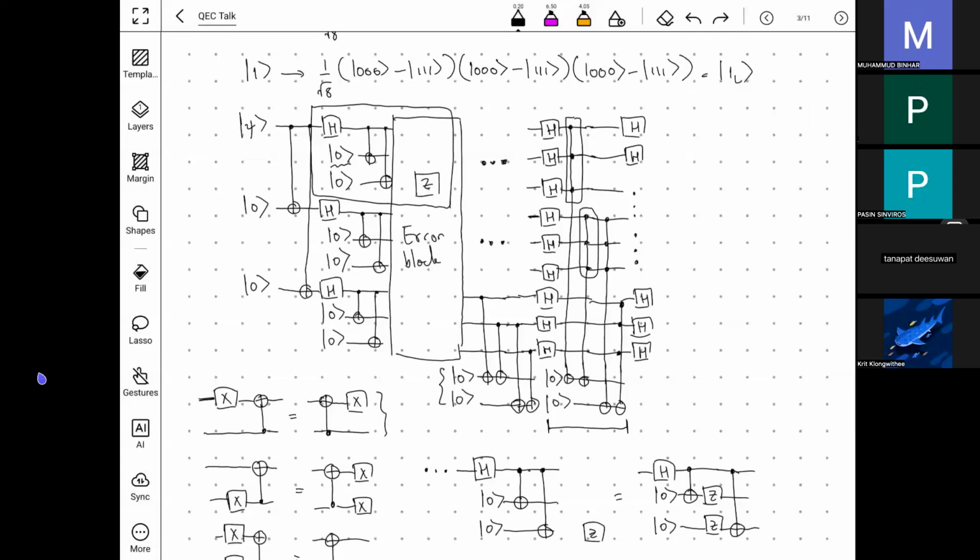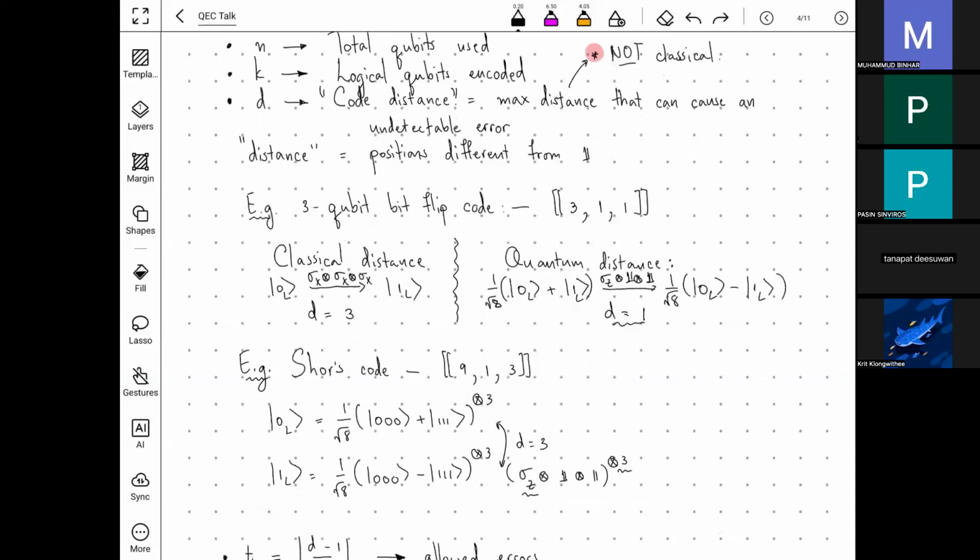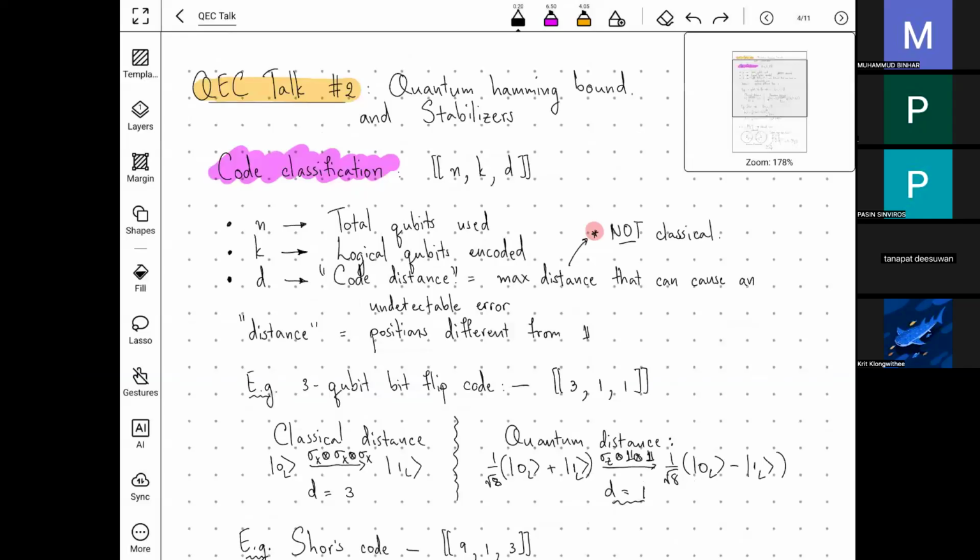Okay, so the topic of today's talk will be the quantum Hamming bound and the stabilizer formalism, which I have prepared a bit here, so it won't be like the other time where I just came in and wrote stuff. This one I already prepared the writings here. So we'll first go through the quantum Hamming bound, which is a bound for a set of non-degenerate codes.